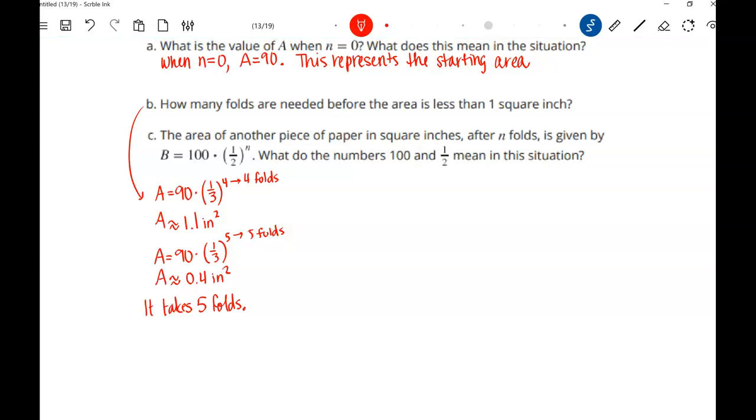C says the area of another piece of paper in square inches after n folds is given by B equals 100 times 1/2 to the n. What do the numbers 100 and half mean in this situation? So for part C, 100 is the starting area of the paper. And 1/2 represents folding the paper in half each time.